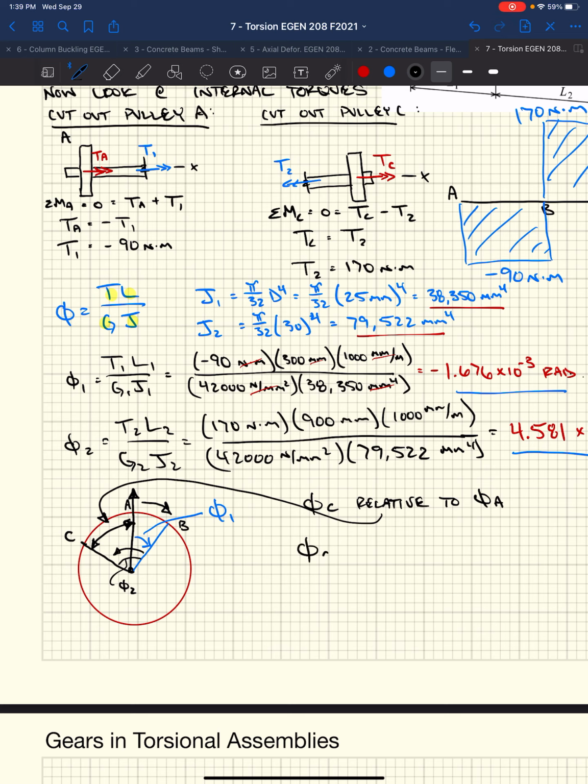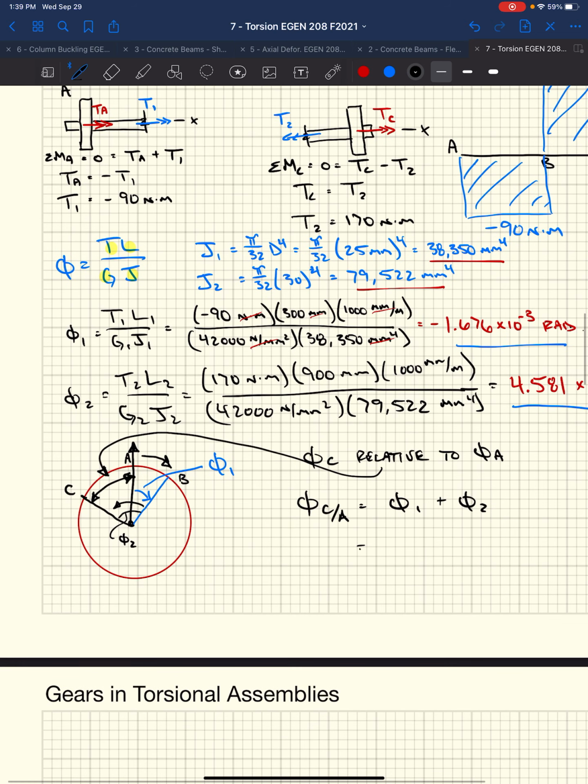So deflection of C relative to A is the deflection of rod 1 plus rod 2. So that's negative 1.676 plus 4.581, all of this times 10 to the negative third, or we get 2.905 times 10 to the negative third radians.